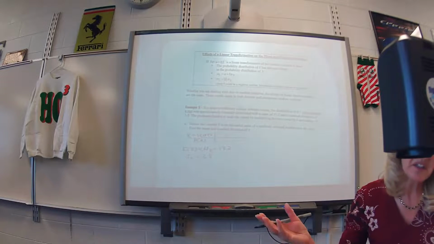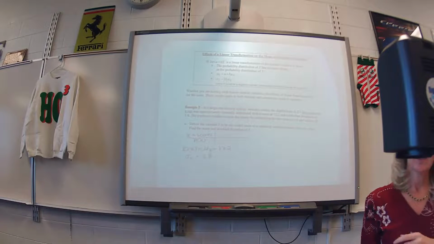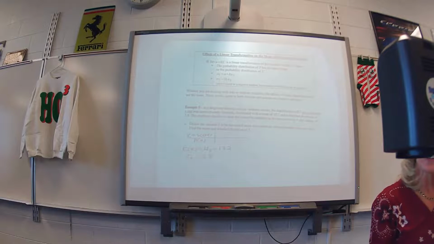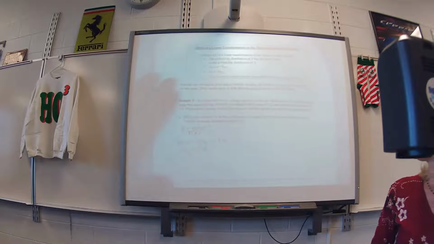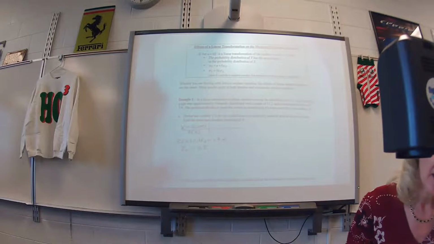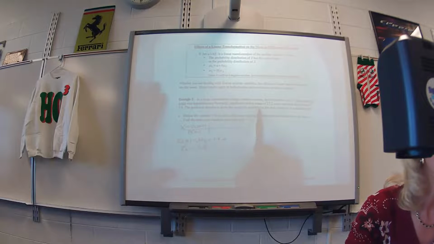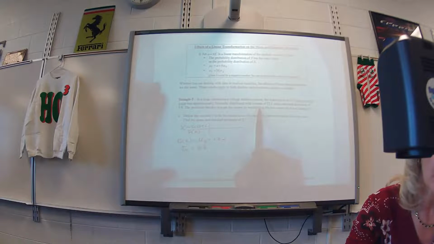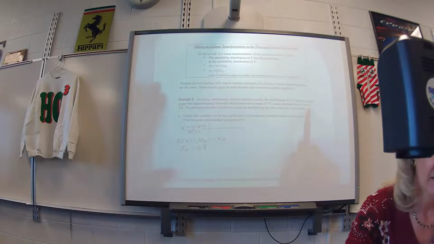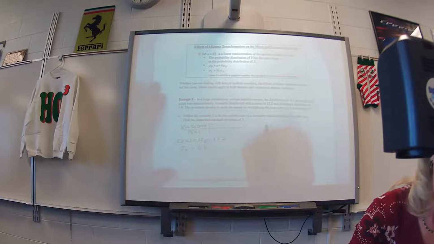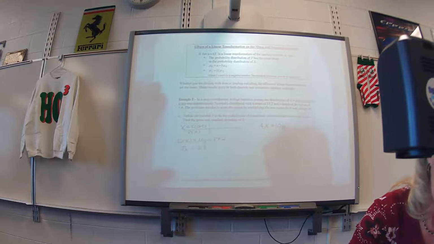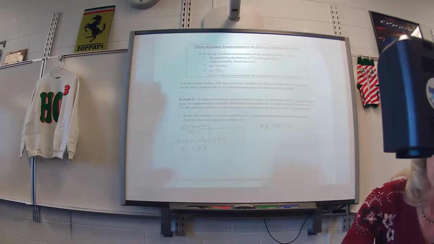So assuming it's points. Now the professor decides, oh, those scores came in kind of low. I need to help them out a little bit. So the professor says, I am going to multiply their scores by 4, and I'm going to add 10. So we're going to take their scores and multiply by 4 and add 10, and we're going to create a new random variable Y.